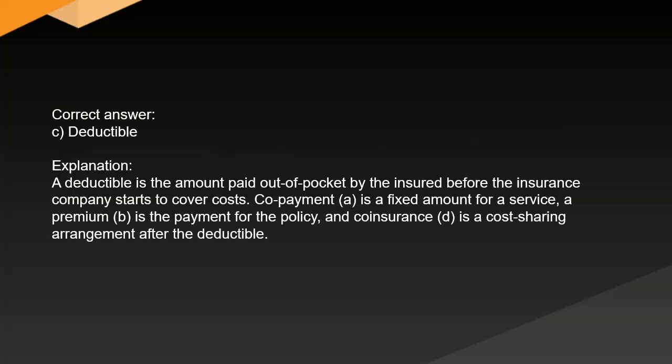Correct answer: C. Deductible. Explanation: A deductible is the amount paid out of pocket by the insured before the insurance company starts to cover costs. Copayment (A) is a fixed amount for a service. A premium (B) is the payment for the policy. And coinsurance (D) is a cost-sharing arrangement after the deductible.